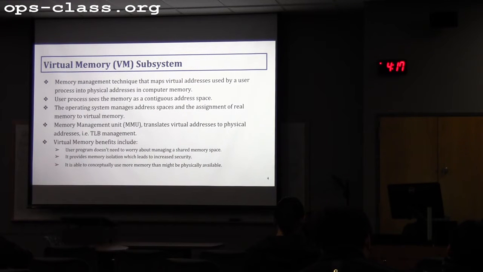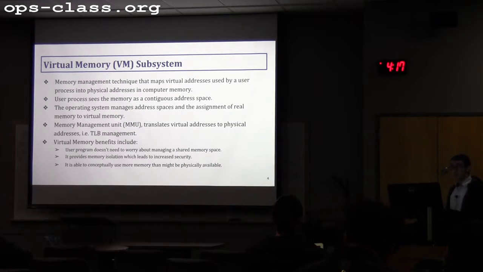So, the virtual memory subsystem is a memory management technique that maps virtual addresses used by the user process into physical addresses in the computer memory. What the user process sees is a continuous address space, which is the virtual one. The operating system manages the address space and assigns it to the real memory, the physical memory in the computer. The hardware unit that is part of the CPU and is responsible for translating the addresses is the memory management unit, which translates virtual addresses into physical addresses. That is what we call TLB management once you start implementing it. You're going to implement a TLB that the MMU uses to translate virtual addresses to physical addresses.